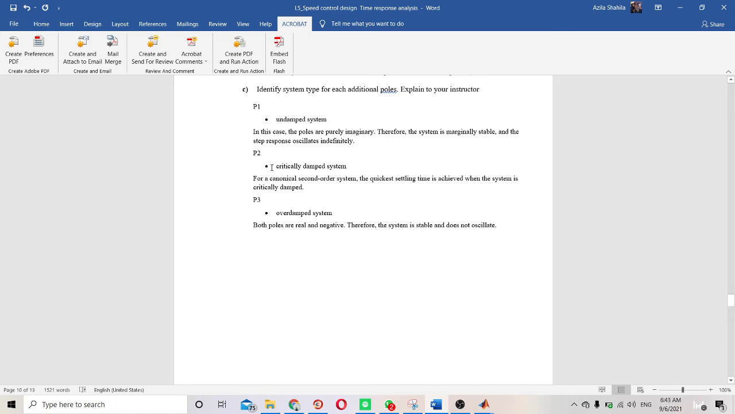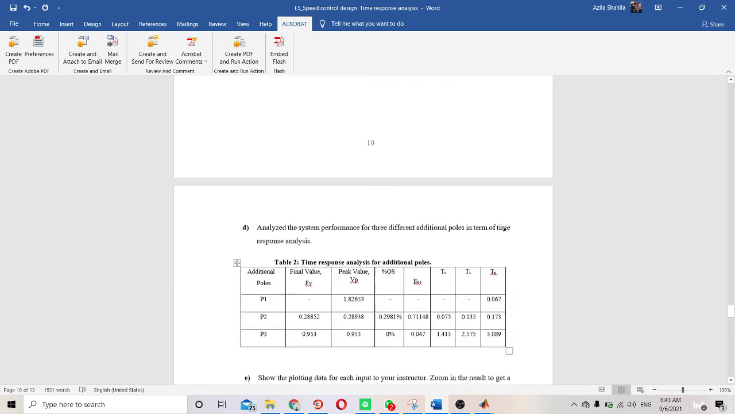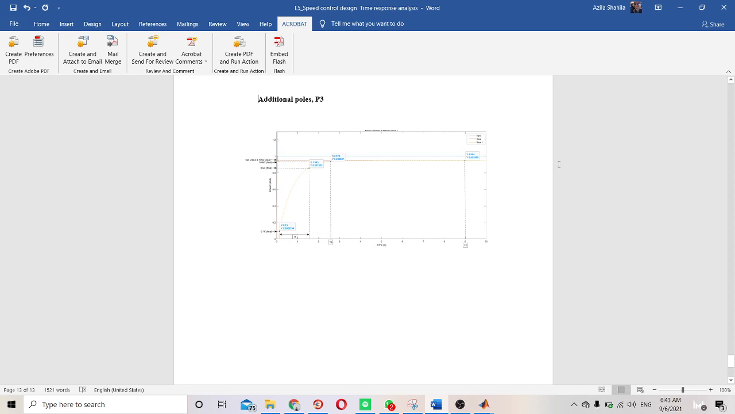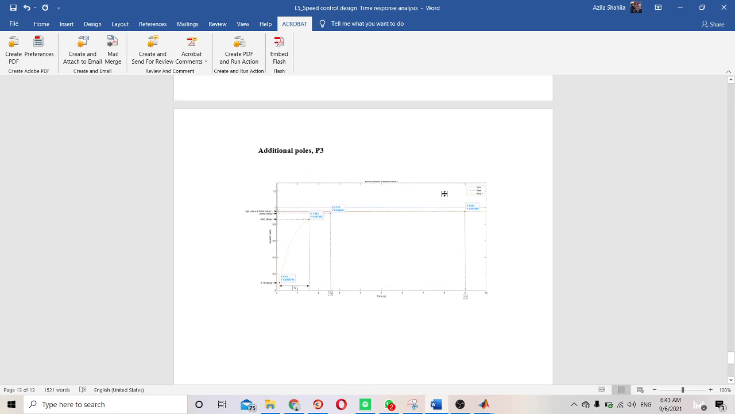Okay, for pole 2, which is critically damped, for a canonical second order system, the quickest settling time is achieved when the system is critically damped. For pole 3 it is an overdamped system. Both poles are real and negative, therefore the system is stable and does not oscillate. So we can see from here, this is the result of the experiments given.